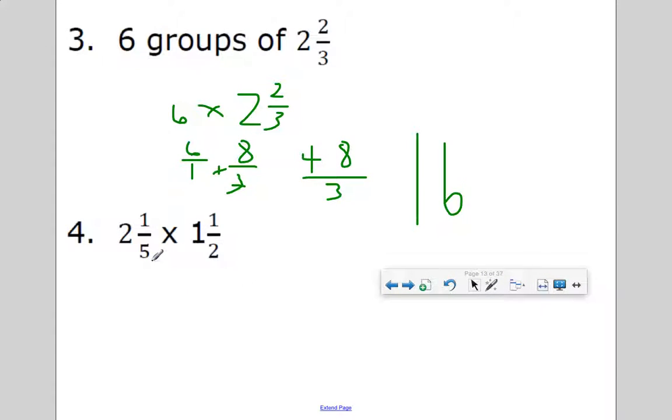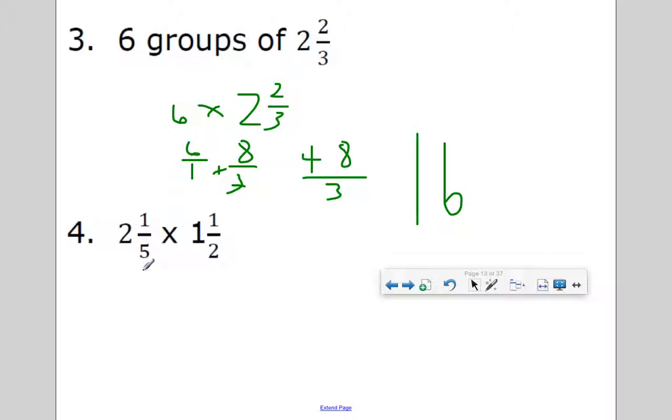And last but not least, probably the most difficult question of all: 2 and 1/5 times 1 and 1/2. Again, do not do this. I see kids do this all the time. Oh, this is easy, Mr. Joe. You multiply the whole numbers, 2 times 1 is 2. You multiply the fractions, 1/5 times 1/2, that's 1/10. So it's 2 and 1/10. No, no, no, no, no.